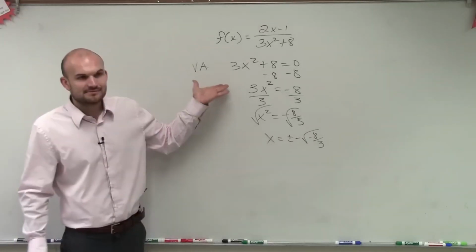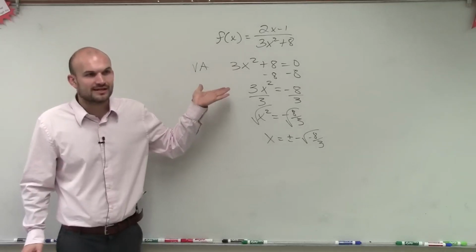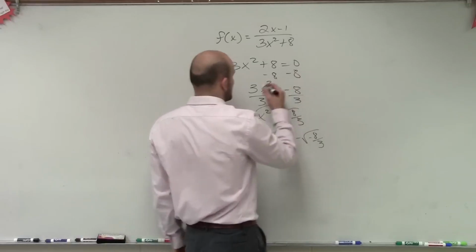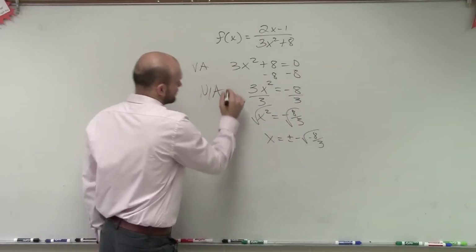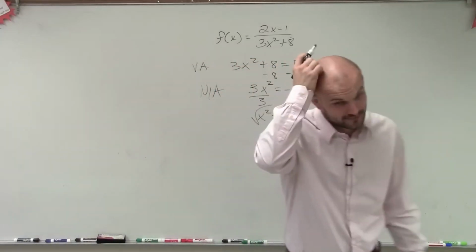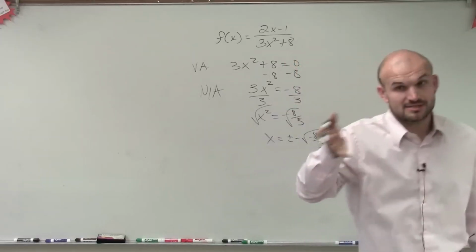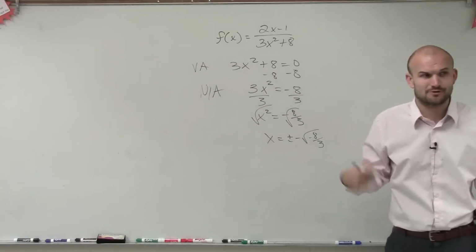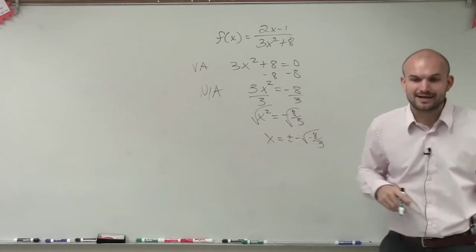So do we have a vertical asymptote right now that exists? No, right? So for the vertical asymptote, you can just say it's not applicable. We don't have one, because when we try to find the vertical asymptote, it's imaginary. So therefore, we're not going to have a vertical asymptote.